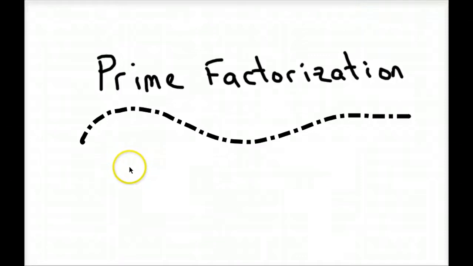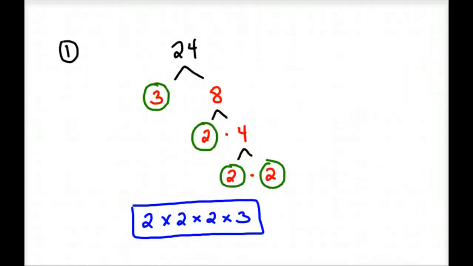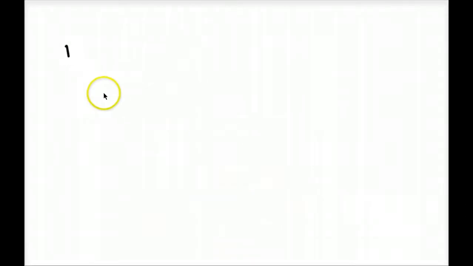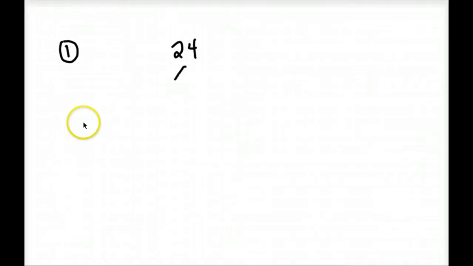Prime factorization. In this lesson, we're going to show you two different methods of completing prime factorization. One with the cake method and one with factor trees. Let's go about the factor trees first. So here's our first problem. Let's take a look at this one from start. We want to find the prime factors of 24.